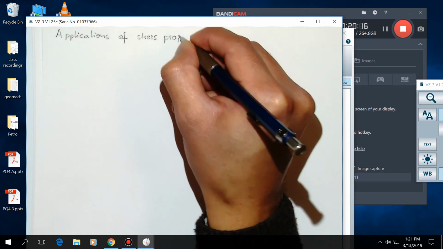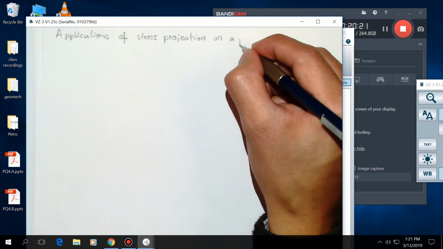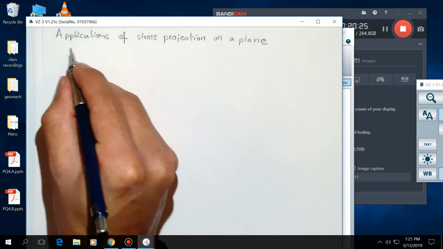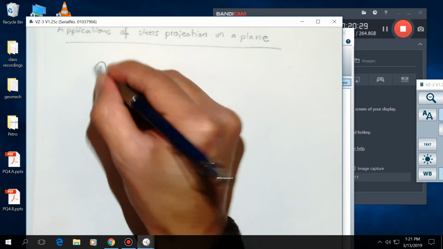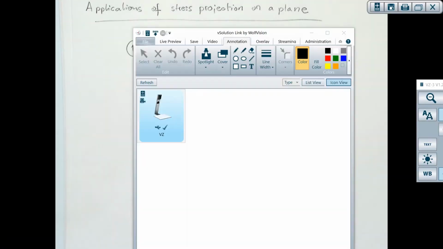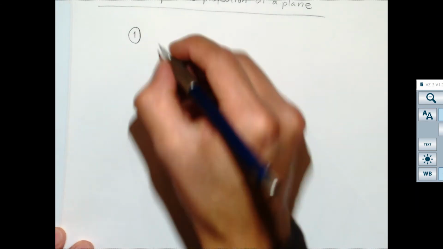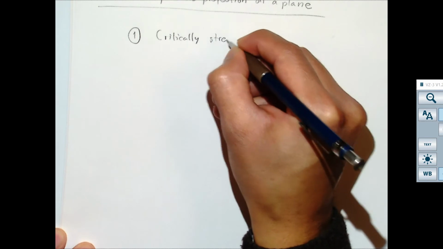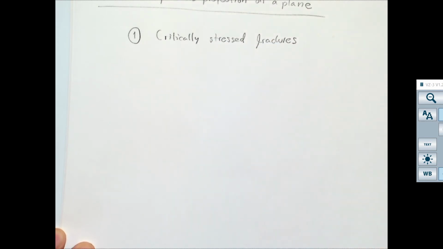This one usually goes by the name stress projection on a plane, and we're going to see three major applications. The first one is about critically stressed fractures.